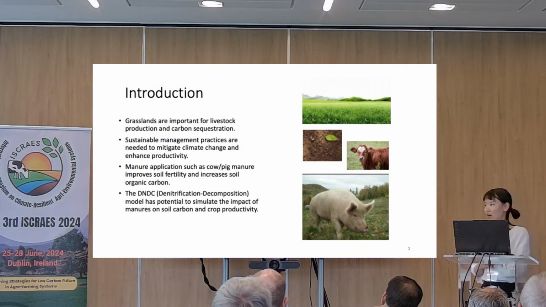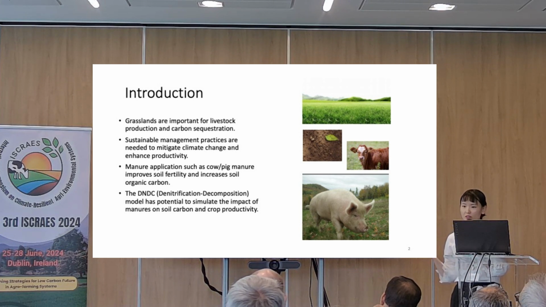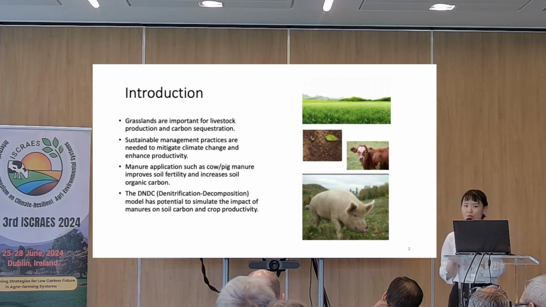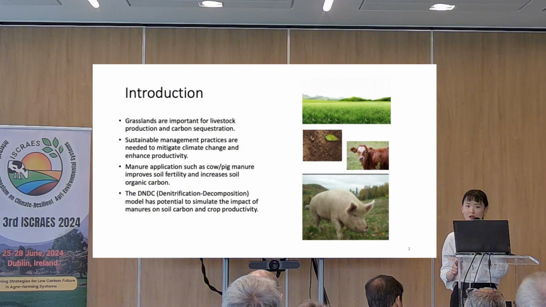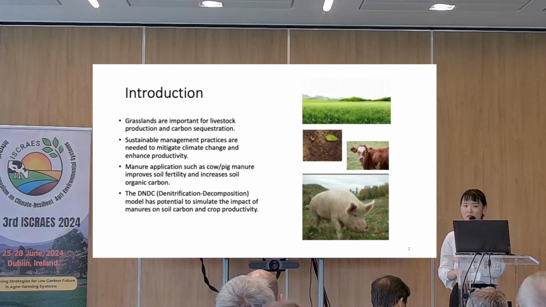Grasslands are a vital component of agriculture systems, and they not only support livestock production, but also play an important role in soil carbon sequestration, mitigating climate change. To maximize these benefits, different sustainable managements are used, for example, the application of organic fertilizers such as cow manure and pig manure. These manures are not only waste products, they are very important to improve soil fertility and also increase the soil carbon levels.